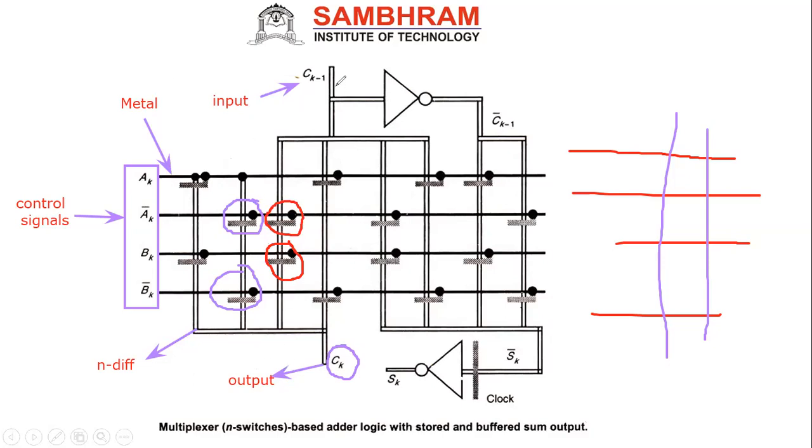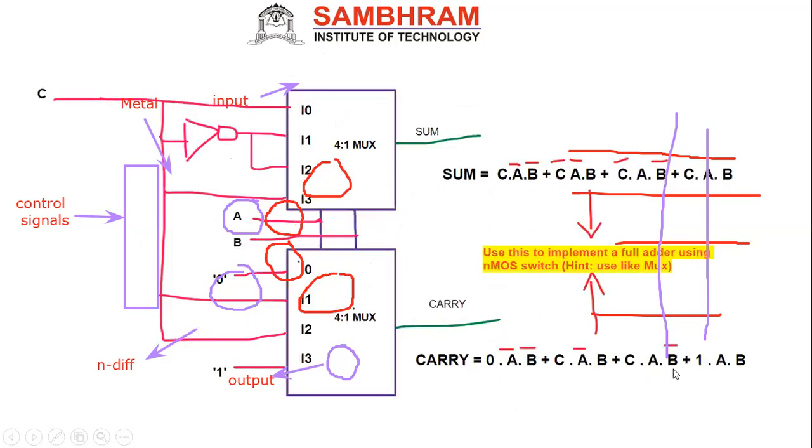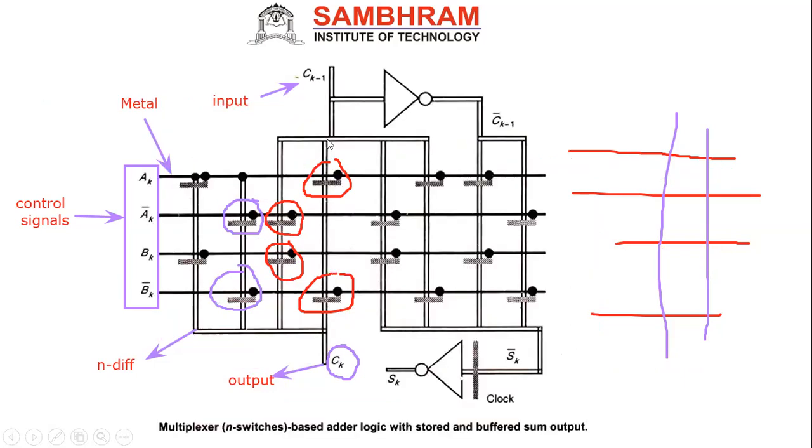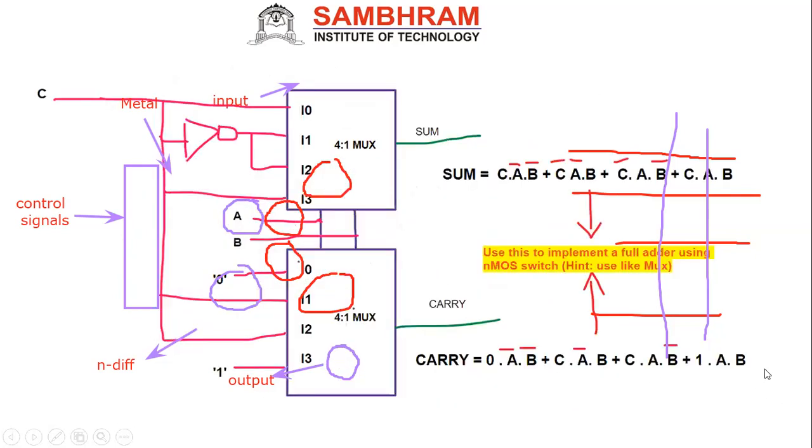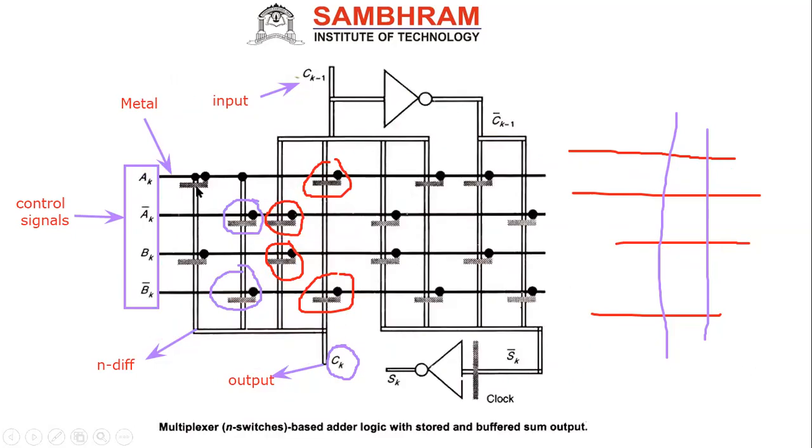Plus, then one more thing: CK minus 1 dot AK dot BK bar. Here the C indicates the previous carry. Keep in mind, CK minus 1 into AK dot BK bar. I am giving the input over there. What is the next? Next is AB.